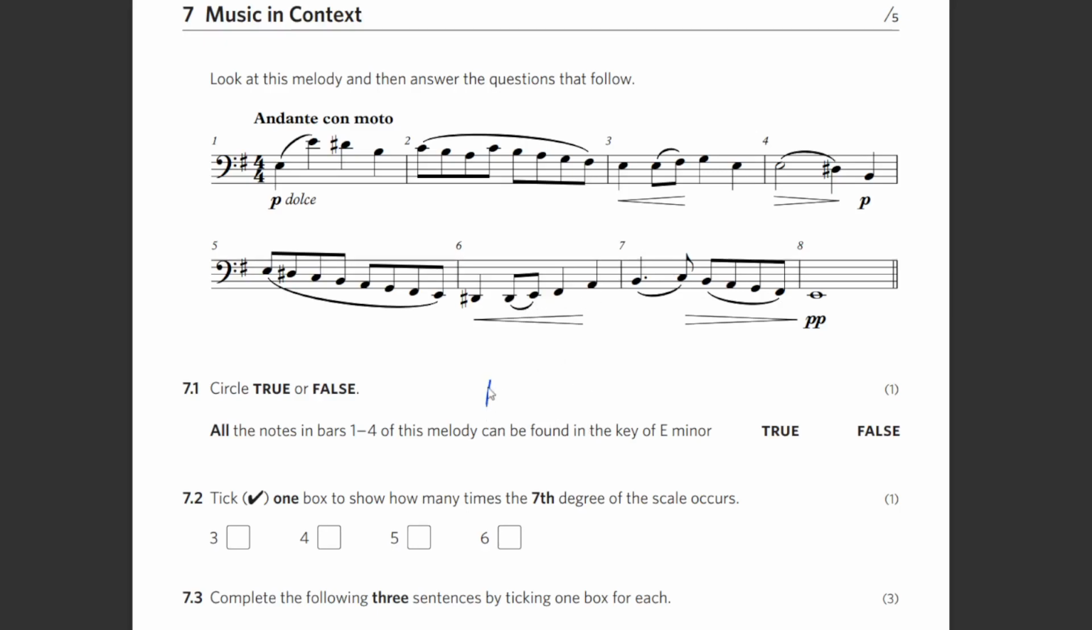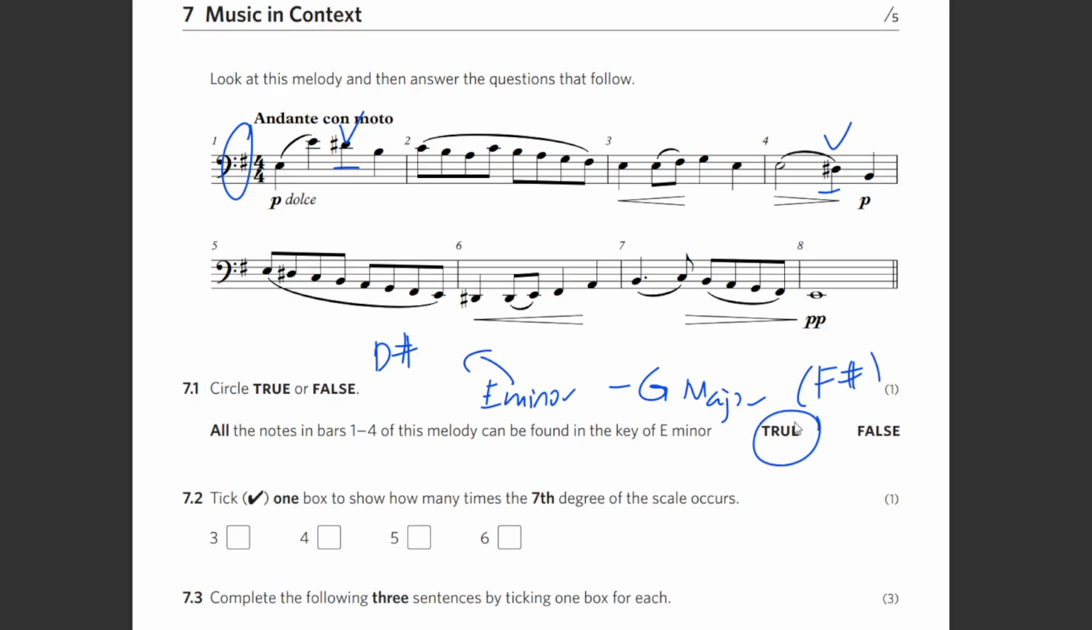E minor and G major have the same key signature, which is F sharp. So yes, there is a key signature of F sharp. Then for minor, the 7th note for the harmonic scale is D sharp. So if I see a D, I should put a sharp. I don't see any accidentals except for these two. Let's check, are they D sharp? Yes, this is D sharp, this is D sharp. So yes, all the notes can be found in E minor. So the answer is true.